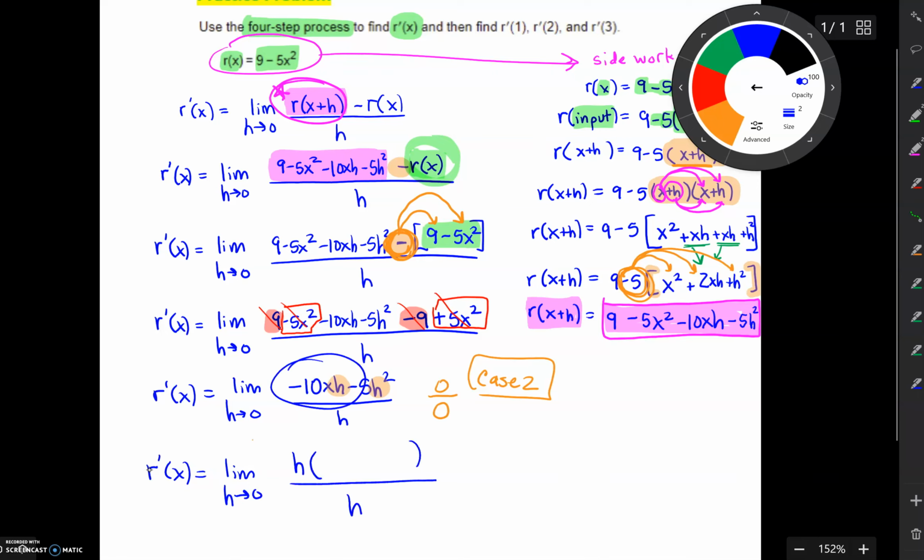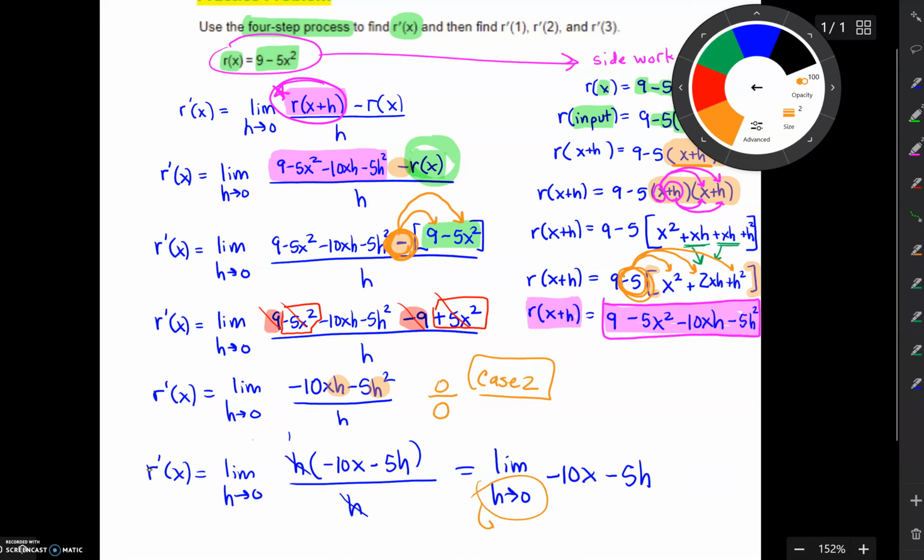Okay, if I factor an h out of the first term, that'll leave me with a minus 10x. And if I factor an h out of the second term, that'll leave me with just a 5h. So I'm going to be subtracting 5h there. Okay, now my h's can divide out to 1. So I'm really just finding the limit as h approaches 0 of negative 10x minus 5h. That's my simplified difference quotient.